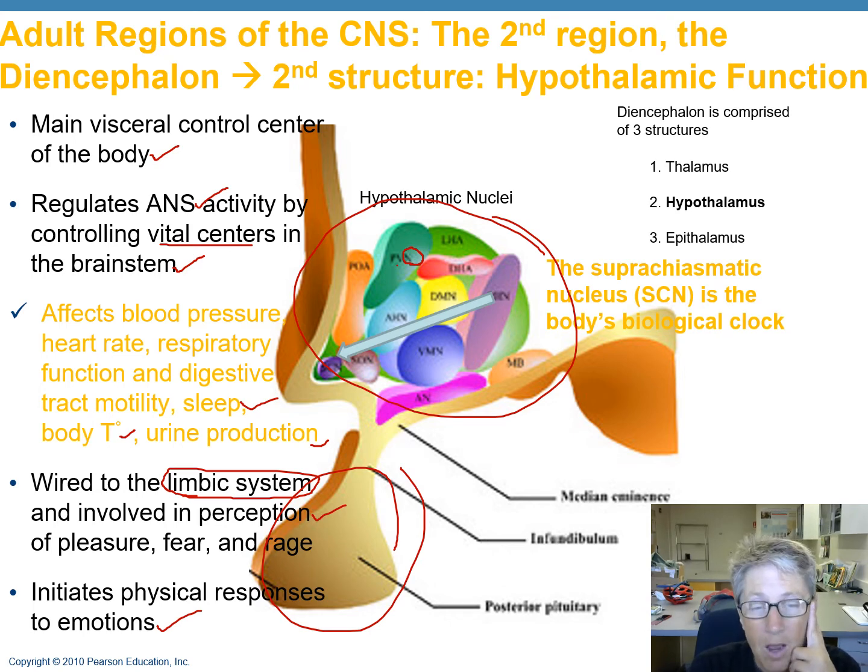And then this guy right here, the SCN, this purple thing, is called the suprachiasmatic nucleus. This is your body's biological clock. So your biological clock really is a nucleus within the hypothalamus. So it's not really a clock.